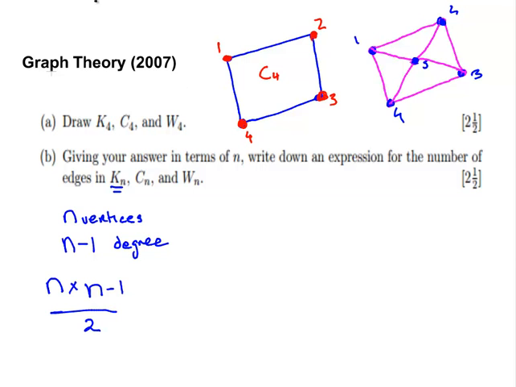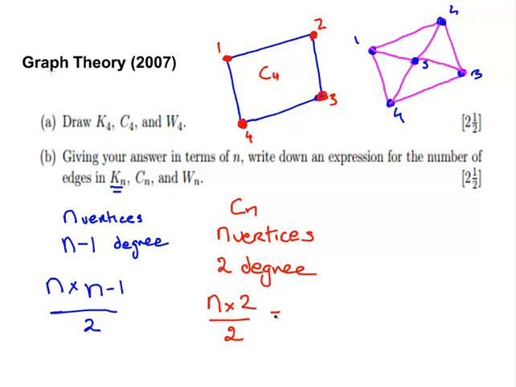Let's do it for Cn now. Let's do this one in red. So there are n vertices again, and the degree of each is 2. So again, what we're dealing with is n times 2 divided by 2, and that's just equal to n. The degree of each vertex is 2, and again, you're counting each edge twice that way, so you have to divide by 2. So it just ends up as n.